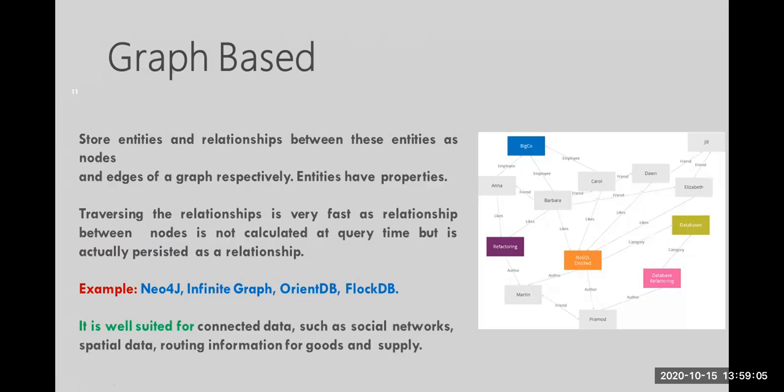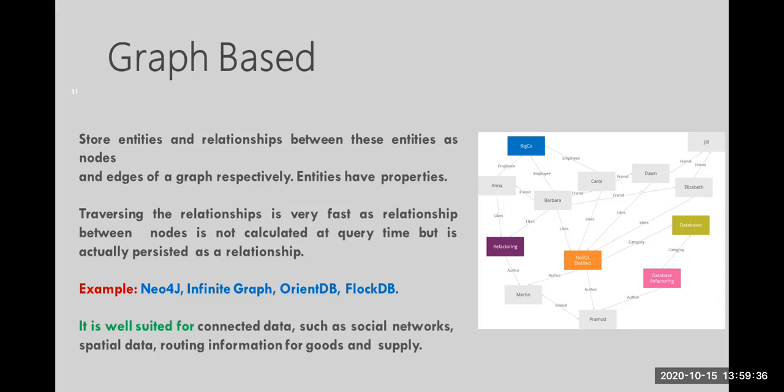If the data is in the form of graphical format, then we ought to use the graph-based NoSQL DB. It stores entities and relationships as nodes and edges of a graph respectively. Entities have properties. You can use that graph in a distributed way also. Some of the examples are Neo4j, Infinite Graph, OrientDB, and FlockDB.